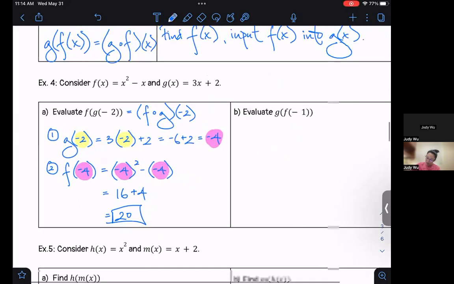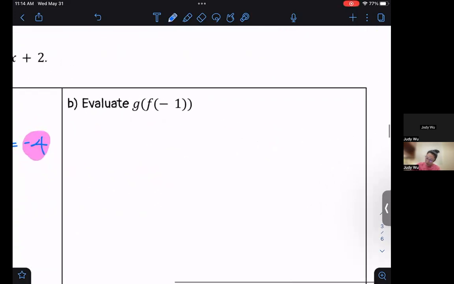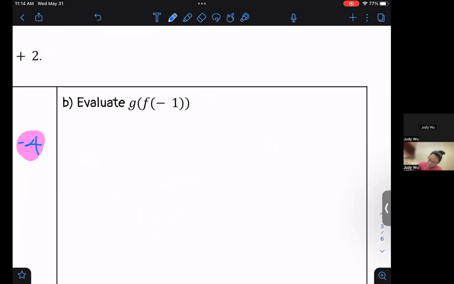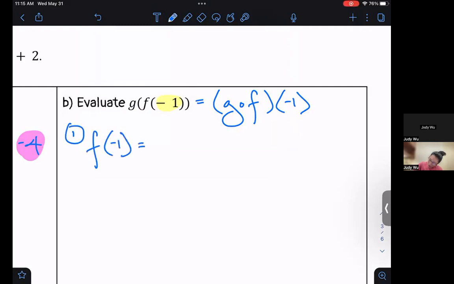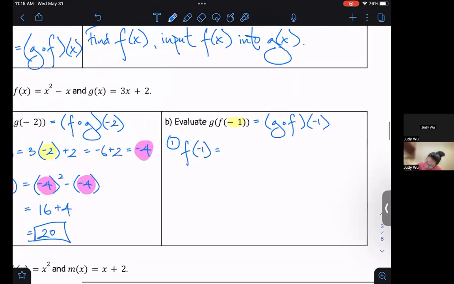All right, let's try another example here. This one looks like this: g of f of negative 1, which really could be written g composed with f of negative 1. And this means that we're going to find our f of negative 1 first. All right, so let's find f of negative 1. All right, let's go back. And that function was negative 1 squared minus negative 1.